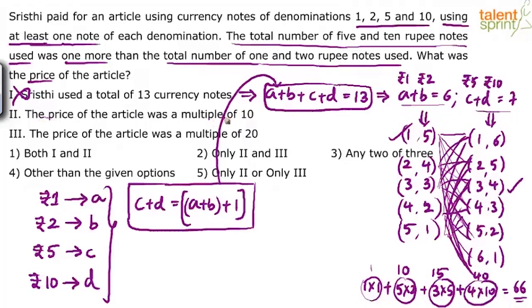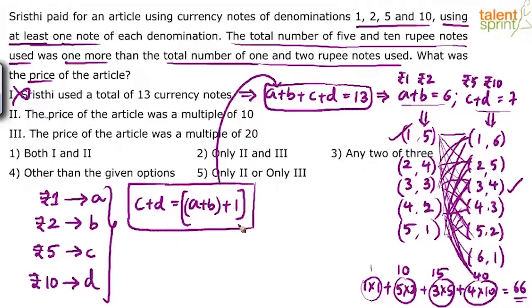Now what are the multiples of 10? There are infinite multiples of 10. Yes or no? There are infinite multiples of 10. 10, 20, 30, 40, 50, 60, 70, 80, 90, 100 and so on, right? 1020 is also a multiple of 10. 4,67,840 is also a multiple of 10.